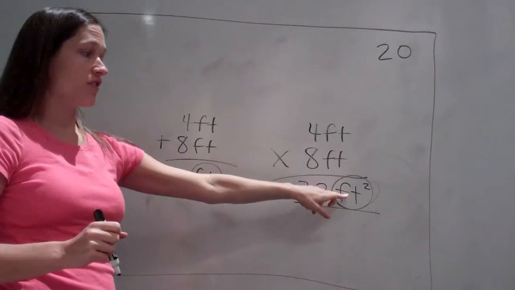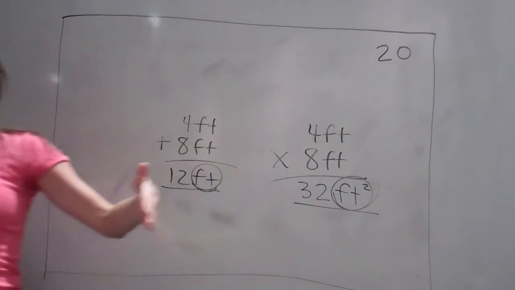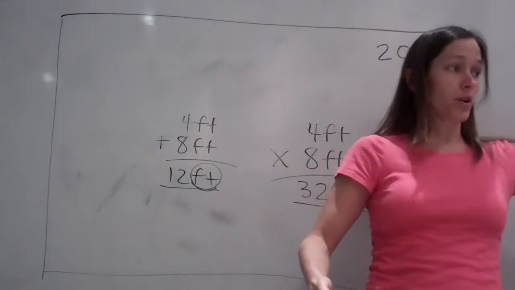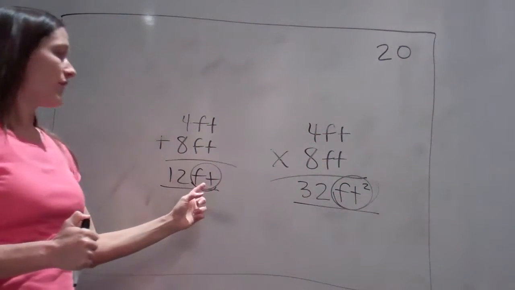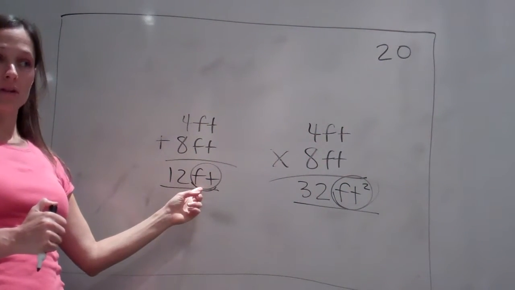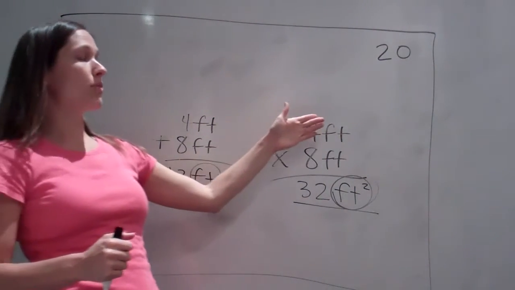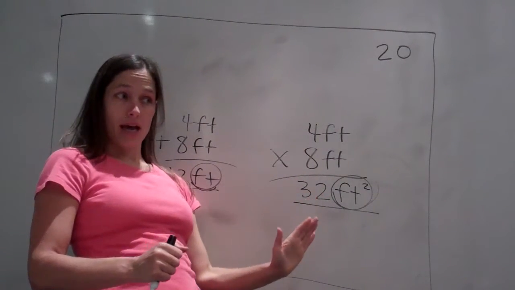Feet times feet is feet squared. When you add, it's as if I had a 4-foot board plus an 8-foot board, which makes a 12-foot board. So the feet are not multiplied, okay? You just add the numbers. But when you multiply, the feet have to be multiplied as well, okay?